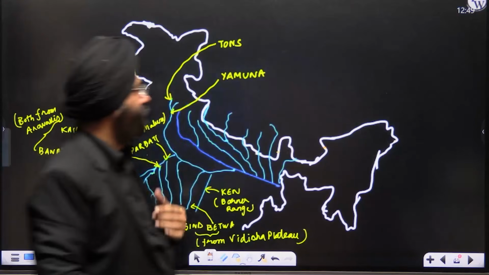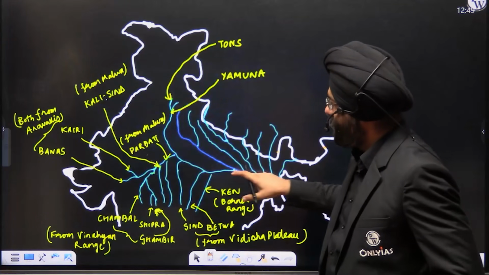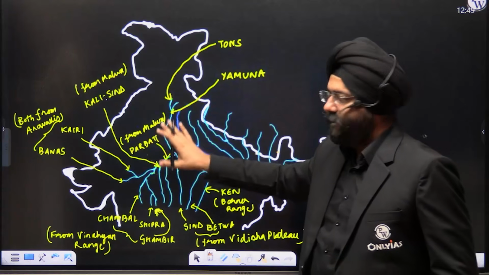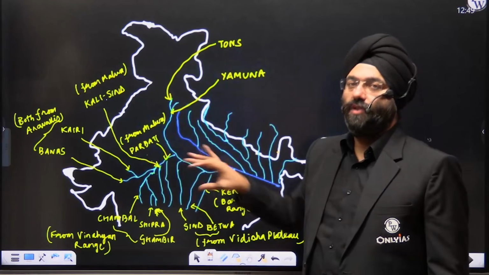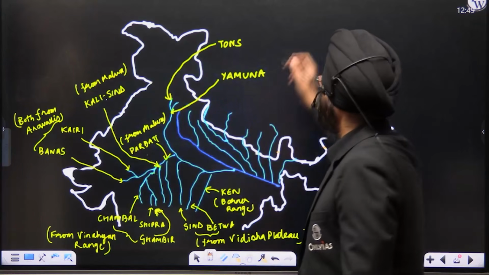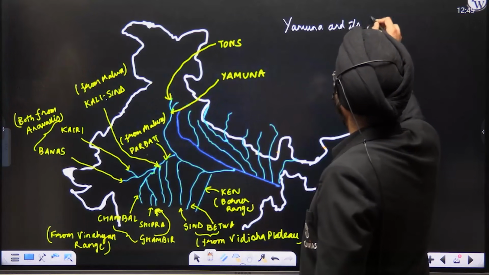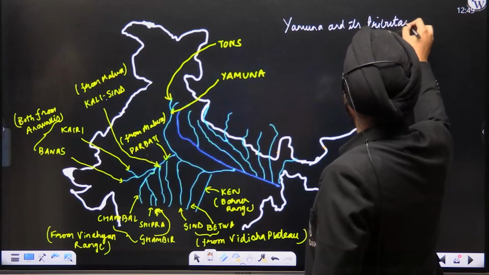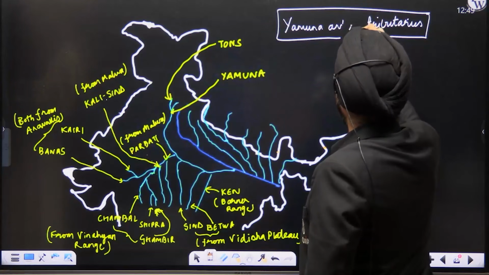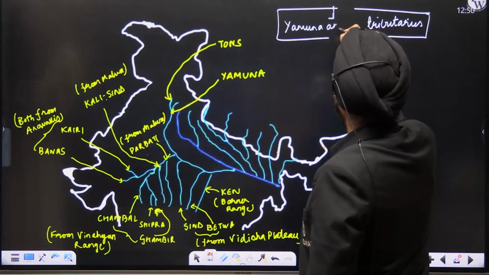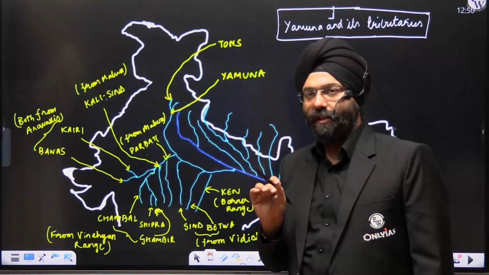Let's move ahead. Now comes an important aspect. Do you realize that the rivers I'm showing you refer to an important tributary of Ganga, that is Yamuna, and Yamuna and its tributaries. Yamuna itself is a right bank tributary.